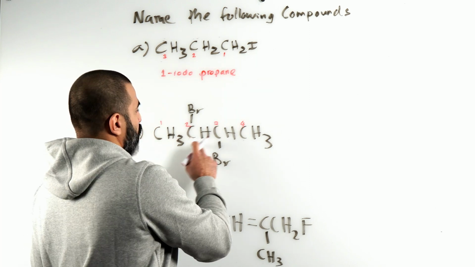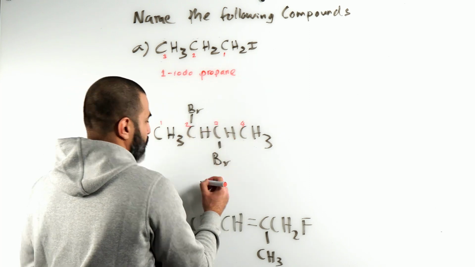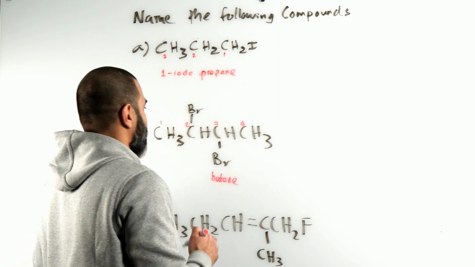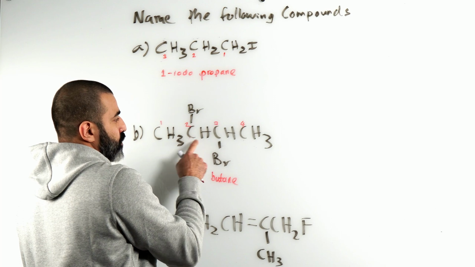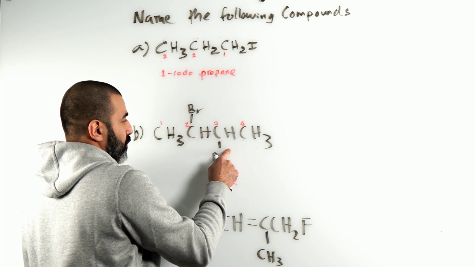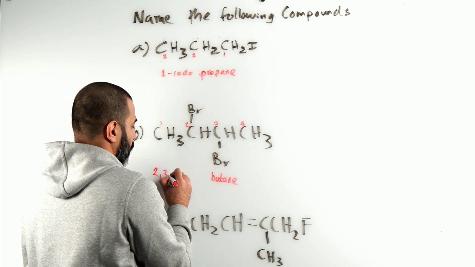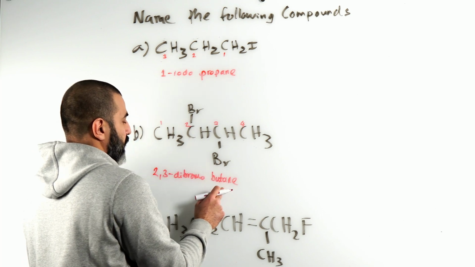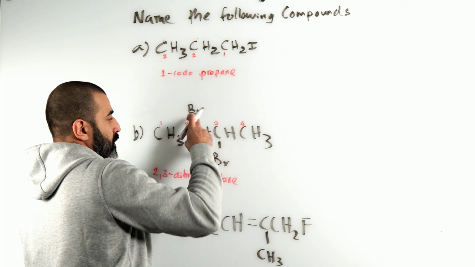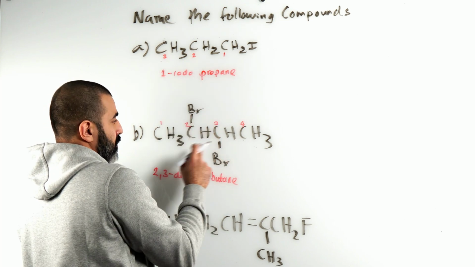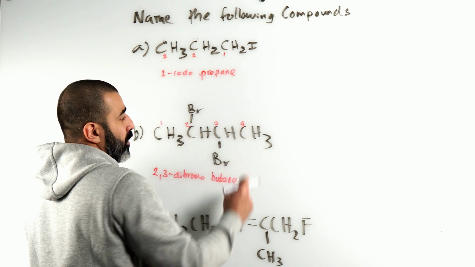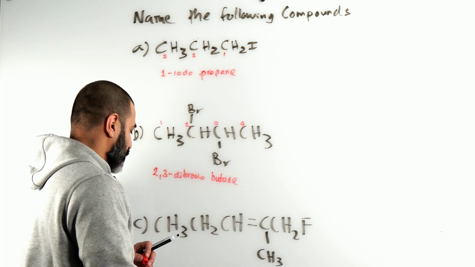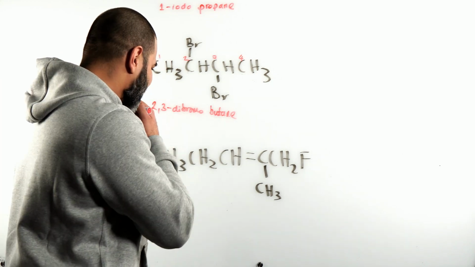So what I do is start with the longest carbon chain. The longest carbon chain is 4 carbon atoms long, so that's butane. And then we've got bromine on carbon atom number 2 and carbon atom number 3. So this is going to be 2, 3 dibromo butane. So 2, 3 dibromo because you've got 2 bromines, butane because you've got a carbon chain which is 4 carbon atoms long. Okay, let's have a look at C.